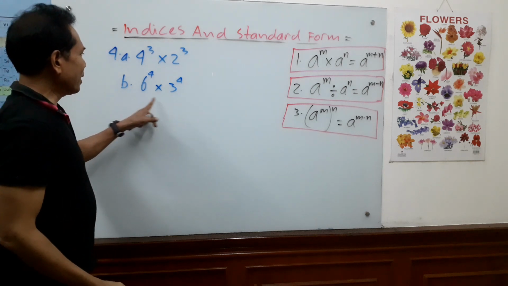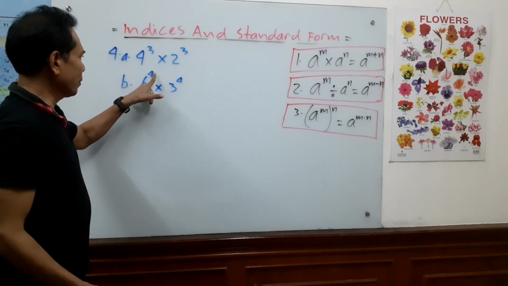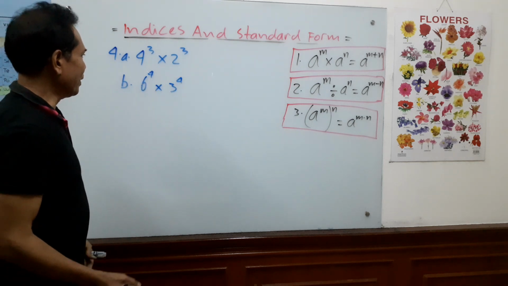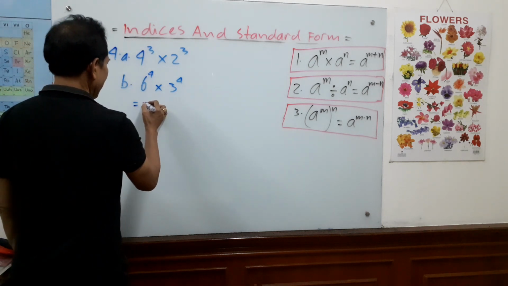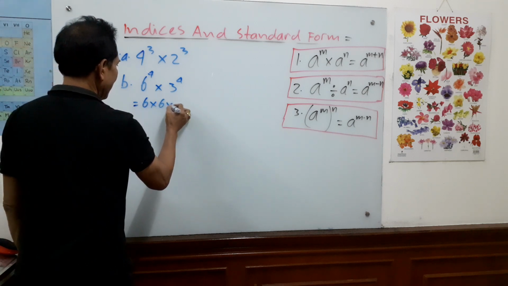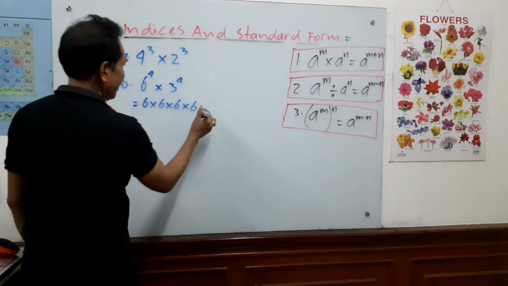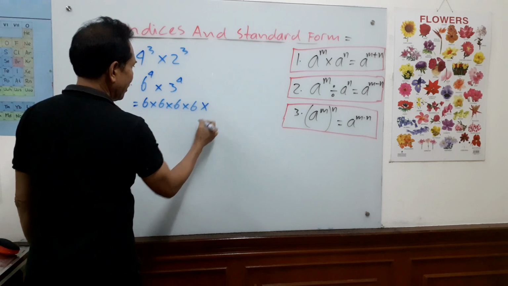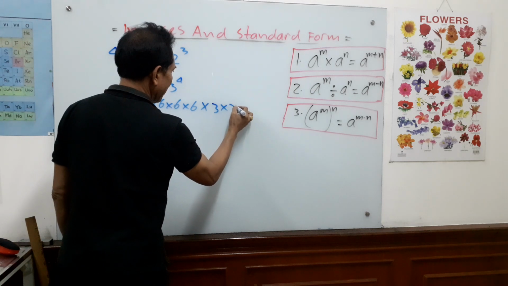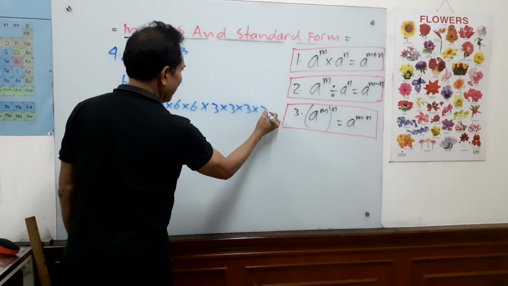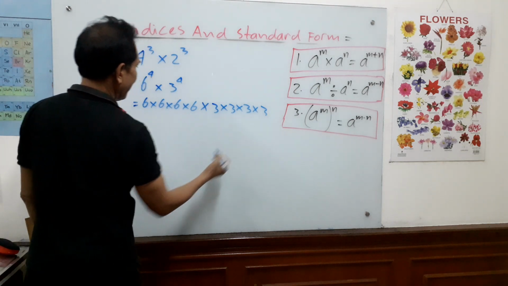Our base numbers are different, but the powers are the same. So we put here 6 times 6 times 6 times 6, 4 times: 1, 2, 3, 4. And then we put the multiplication sign here, and 3 times 3 times 3 times 3, 4 times: 1, 2, 3, 4. We have 4 factors here and 4 factors here.